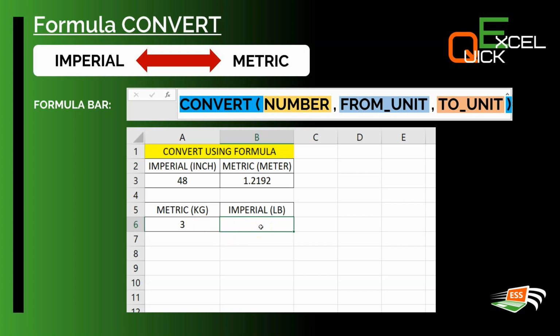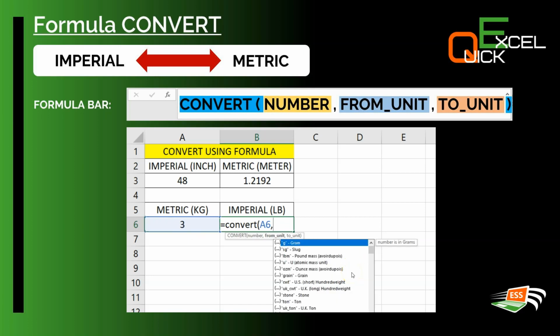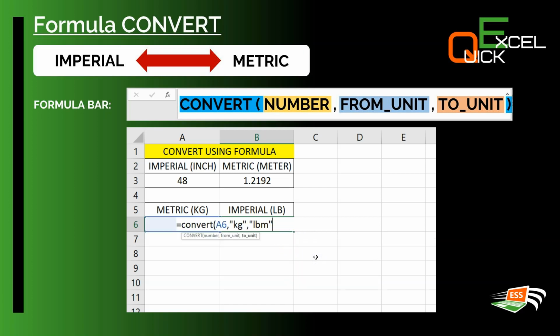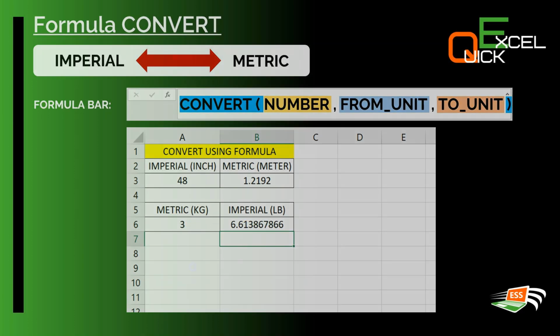to pounds. So again, equal to convert, open parentheses, refer to the cell that has the value, comma. So here I know it's already kilogram and I know the unit is kg in between double quotations. So when you type in comma, the next part I want to show you is that because it knows that you are changing from a weight option, it only gives you the list of the opposite unit measurement that refers to weight. So here we know that we want to change this to pound, so it's pound mass, close parentheses, enter, there we go. 3 kilogram is 6.61 pounds.